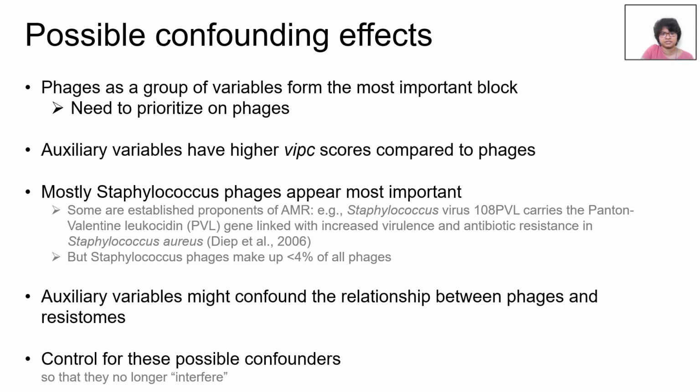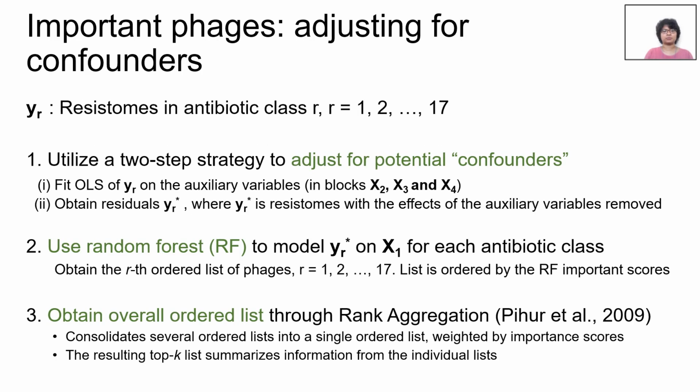To address these concerns, we adjust for these possible confounders so that they no longer interfere between the relationship between phages and rhizostomes. With the notation YR for rhizostomes in the R antibiotic class, where R varies from 1 through 17, we utilize a two-step strategy. For each class, we fit the rhizostomes on auxiliary variables, or the non-genetic factors, and then we obtain residuals YR star, which correspond to rhizostome abundances with the effect of the non-genetic factors removed. And then we employ random forests to model these class-specific residuals on phages to get importance scores.